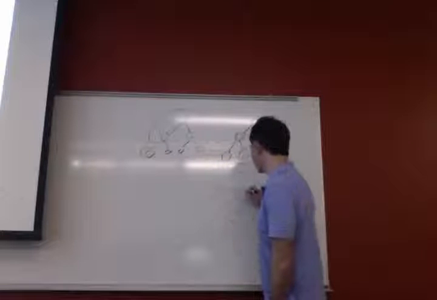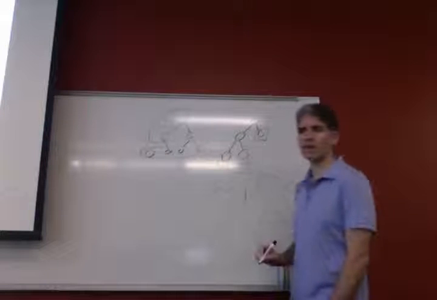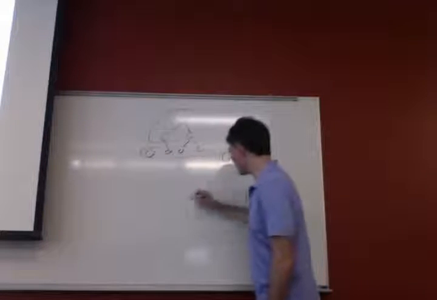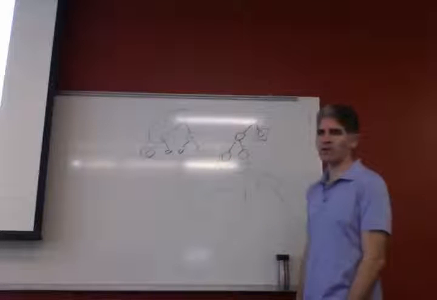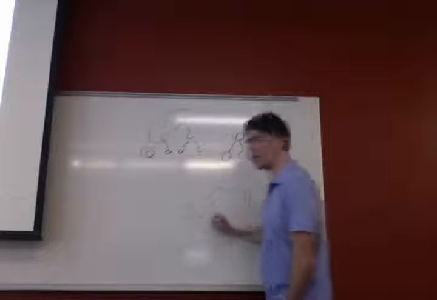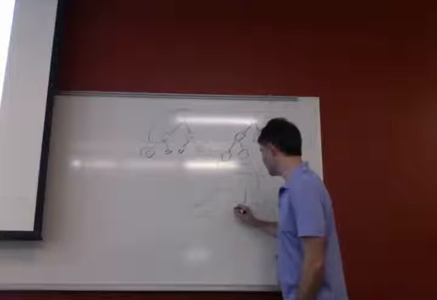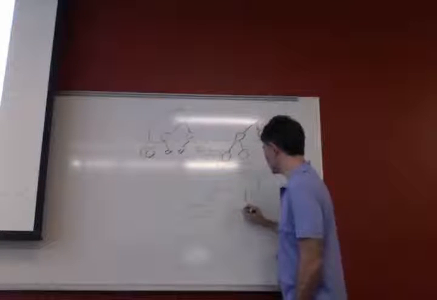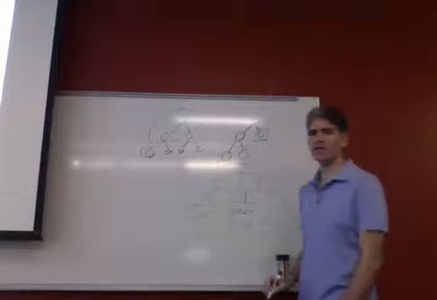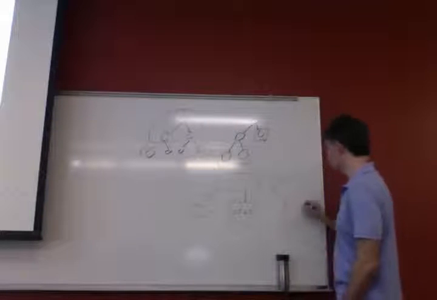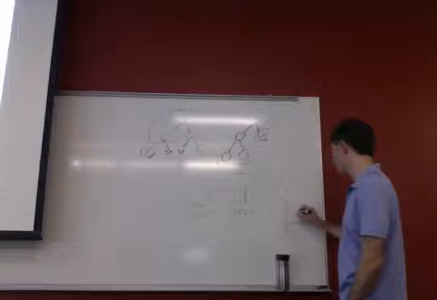Every element in the left tree has a value less than 1. Everything in the middle has a value greater than 1 and less than 5. And everything on the right is greater than 5.